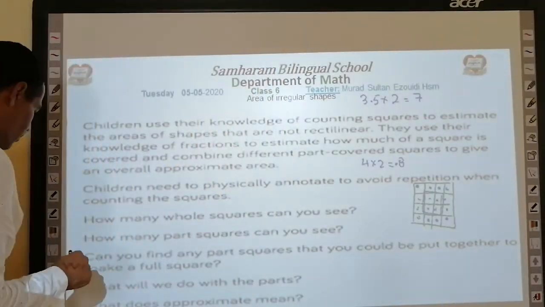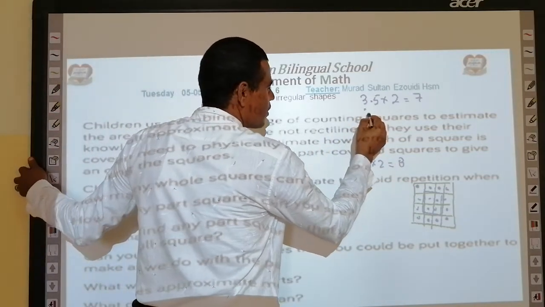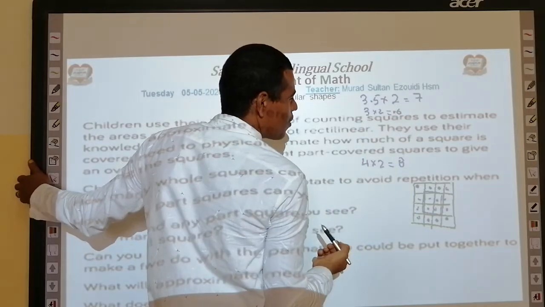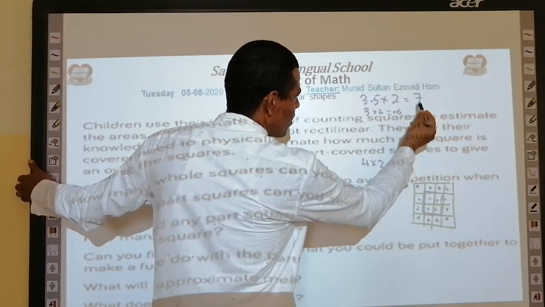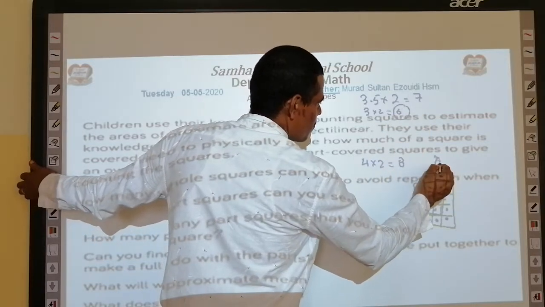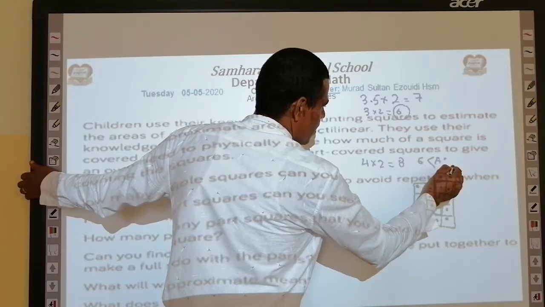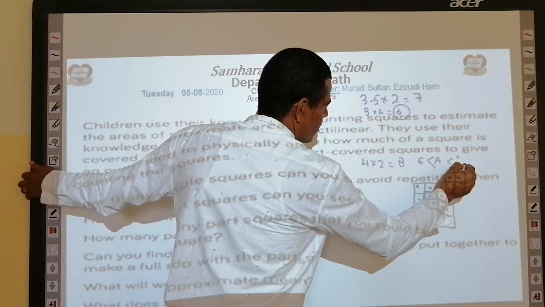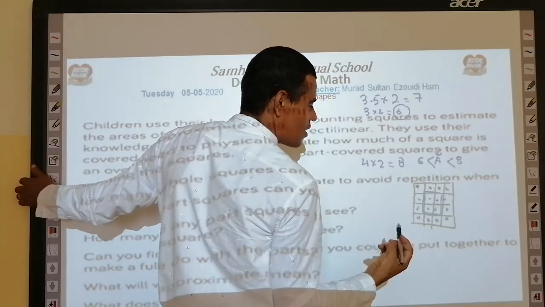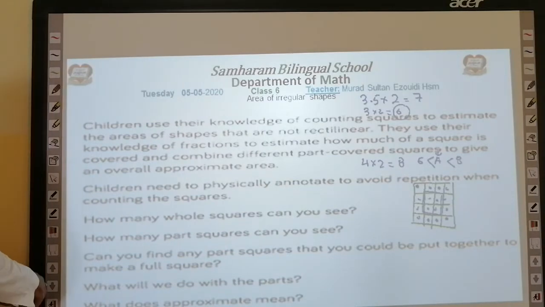Or you can also do it like that: 3 multiplied by 2 is 6. So the correct answer should lie between 6 and 8. It means the area should be greater than 6 and less than 8. So the area as a real or exact value will be 7.